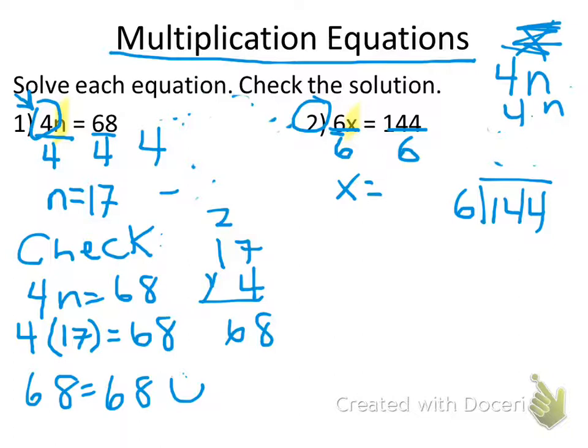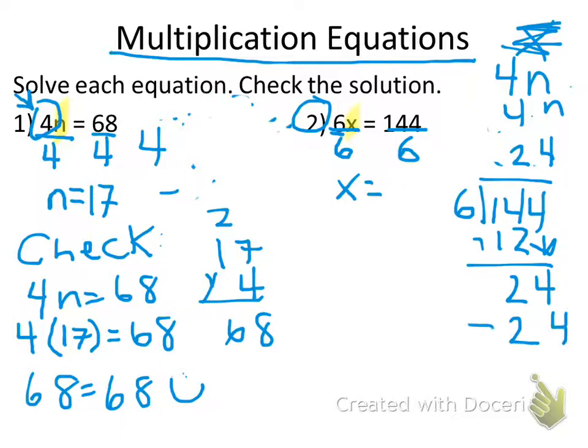6 can't go into 1, but 6 can go into 14. It goes in twice. 2 times 6 is 12. When you subtract them, we get 2. Bring down the 4. 6 goes into 24 4 times. 4 times 6 is 24. When you subtract them, we get 0. So we know that our x, or we think our x equals 24.